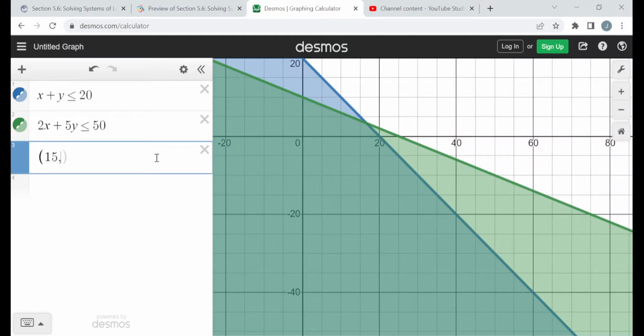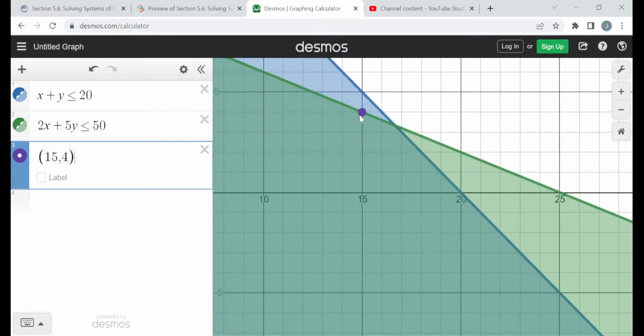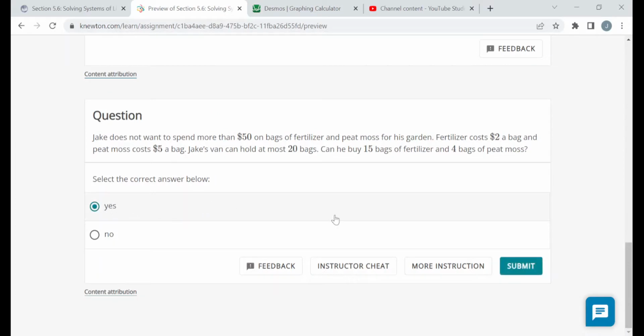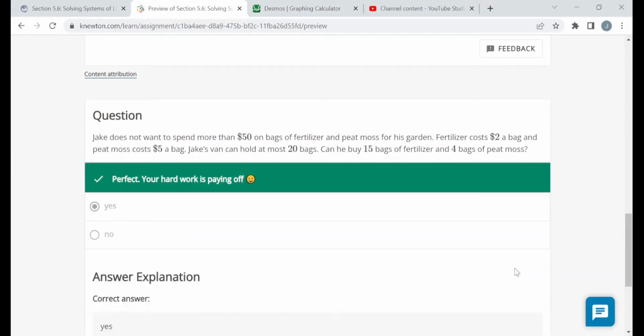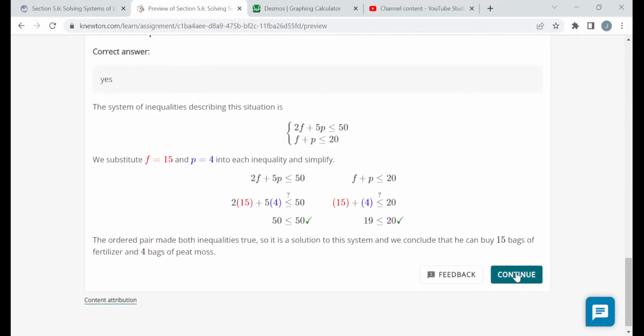If I put 15 in for x and 4 in for y, you see it's on that green line, which is part of the overlap, right? Again, because the lines are solid. If that was a dashed line, it wouldn't belong. Remember, dashed lines have points that aren't there. So yeah, that is technically in this overlapping region because the lines are solid. Okay, so once again, yes, that is possible. That is a solution of the system that was written up. Great.